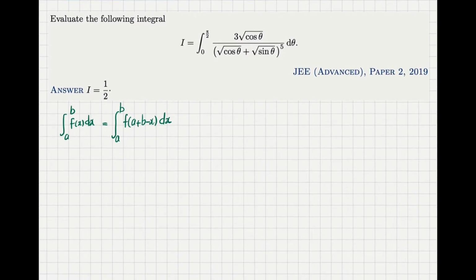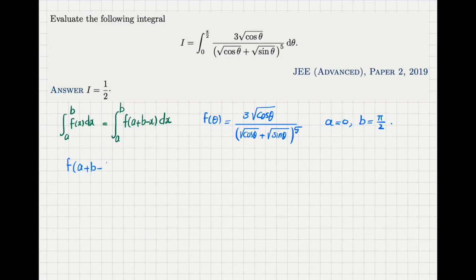So here, what is my integrand? My integrand is a function of theta: 3 square root of cosine theta divided by the quantity square root of cosine theta plus square root of sine theta to the power 5. Here a is equal to 0 and b is equal to pi over 2. Now let me transform this integrand. Instead of x I use theta because my variable in this problem is theta. This becomes f of 0 plus pi over 2 minus theta, and this becomes f of pi over 2 minus theta.